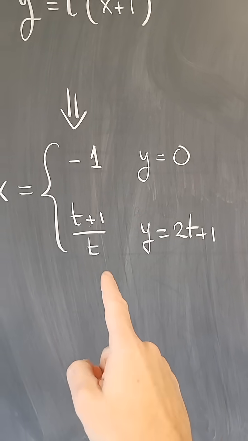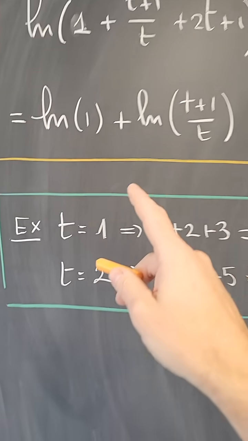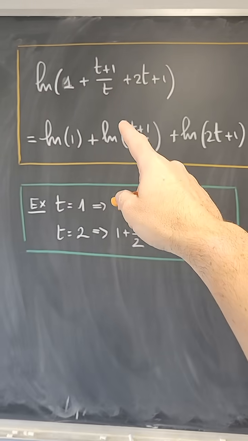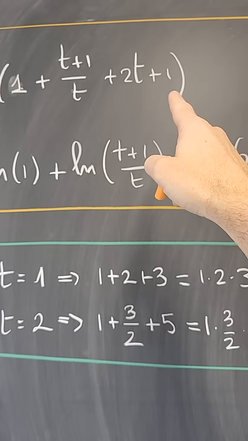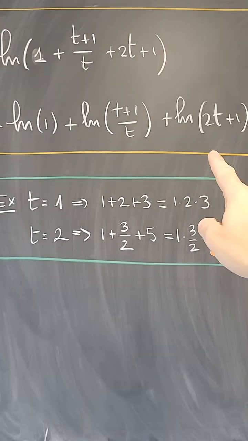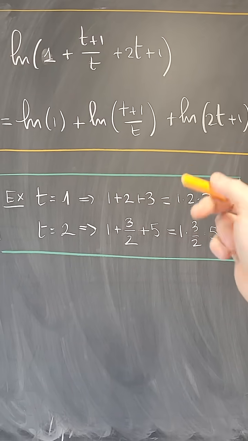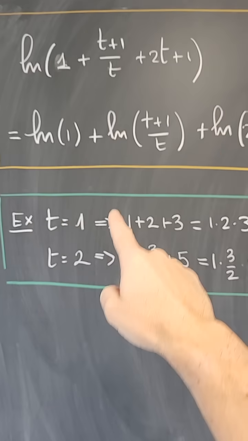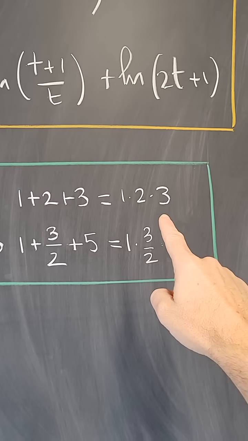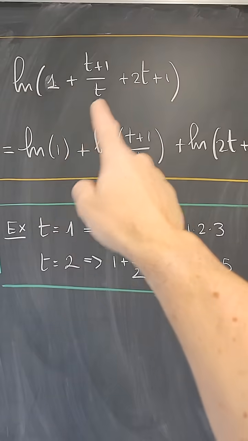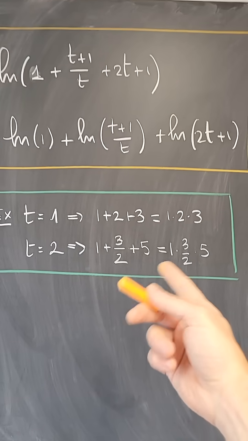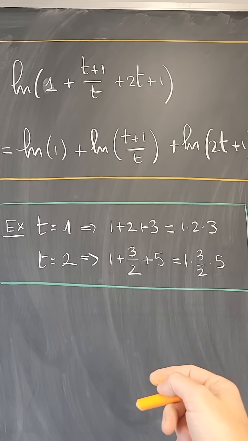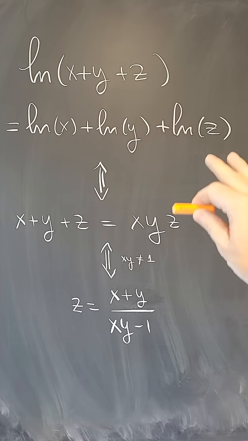So these are all the points, and what that tells me is that the solution is that the logarithm of 1 plus t plus 1 divided by t plus 2t plus 1 is the sum of the three logarithms. And for example, when t is 1, I get the equation that we started from. When t is 2, I get a new triple of numbers that gives me a new example of a triple sum of logarithms. Well, what about something more general?